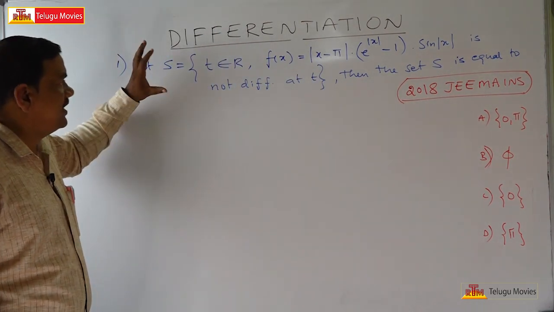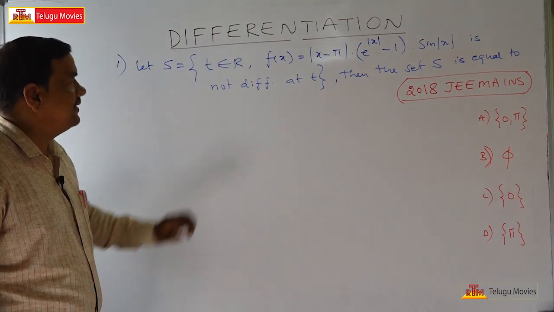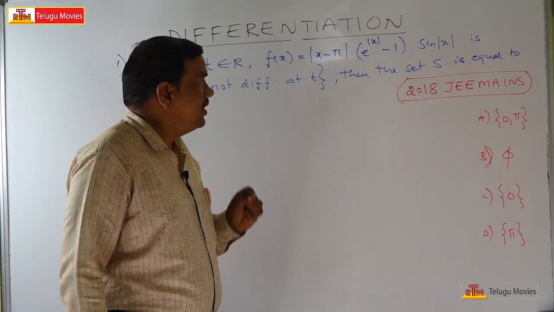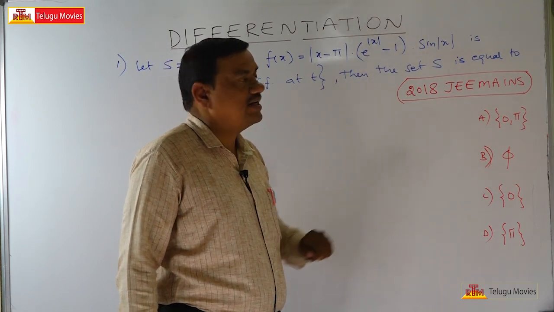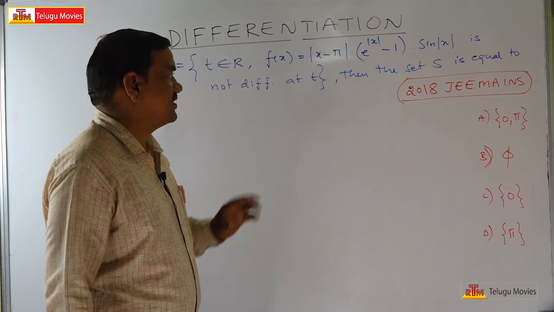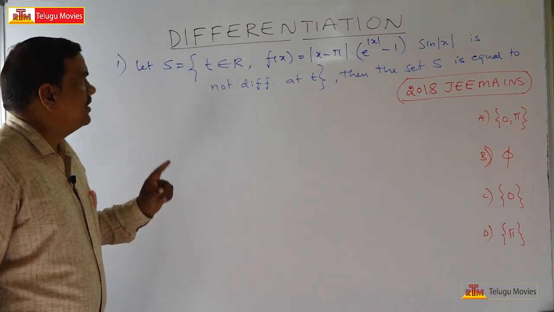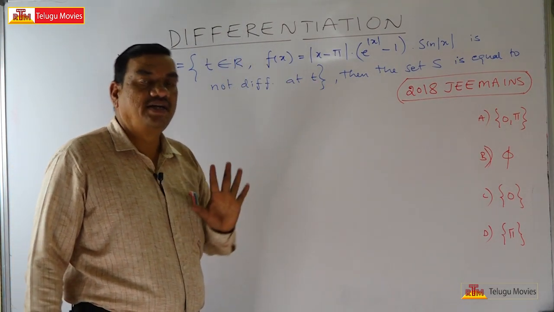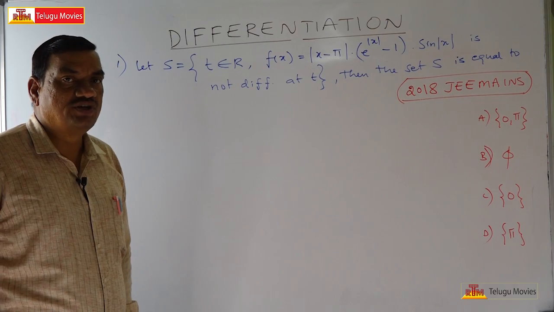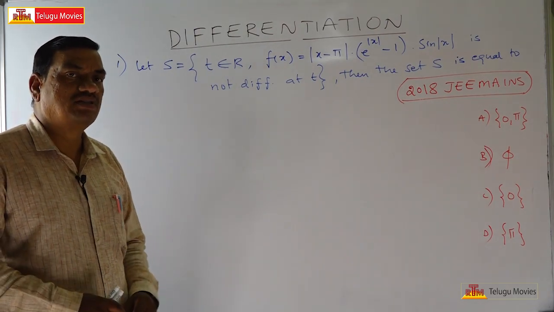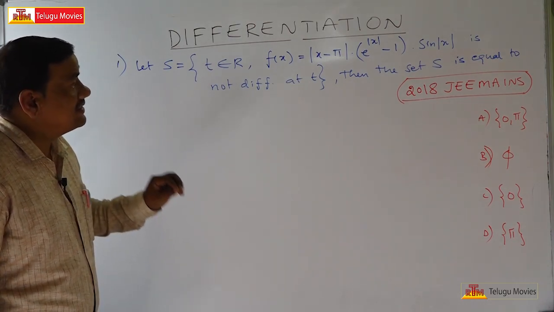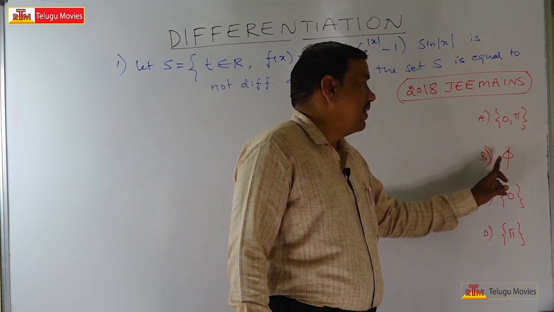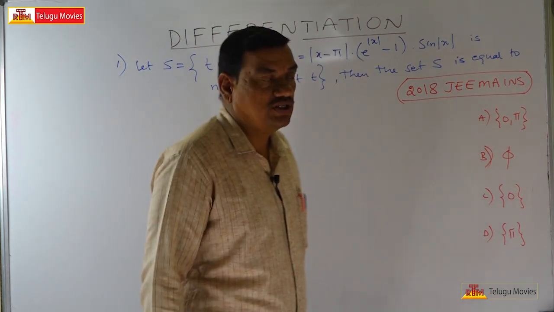So the question is, there is a set. In that set, there is a function f of x is equal to modulus of x minus pi into e to the power of modulus of x minus 1 into sine of modulus of x. He is saying that it is not differentiable at t, where t belongs to real numbers, and that means it is not at all differentiable. Then the set S is equal to the null set.